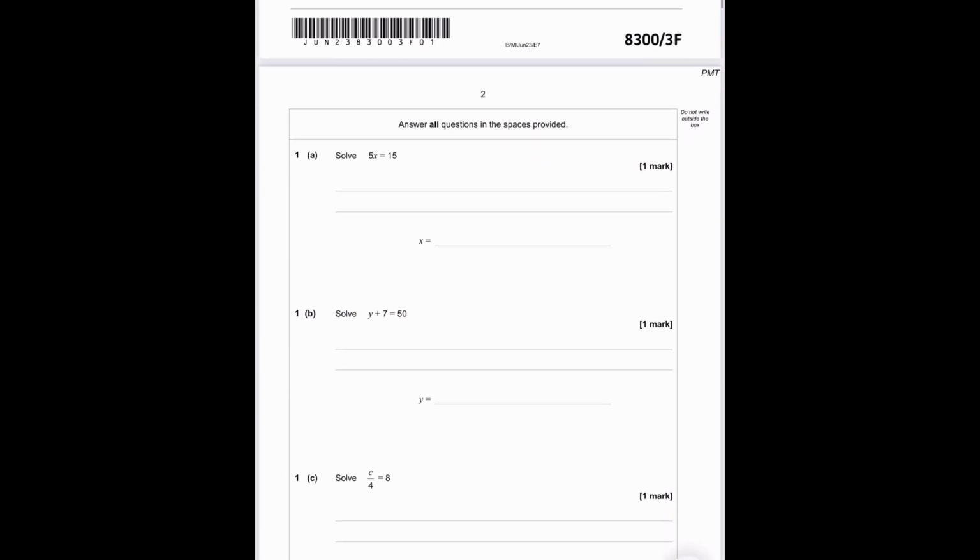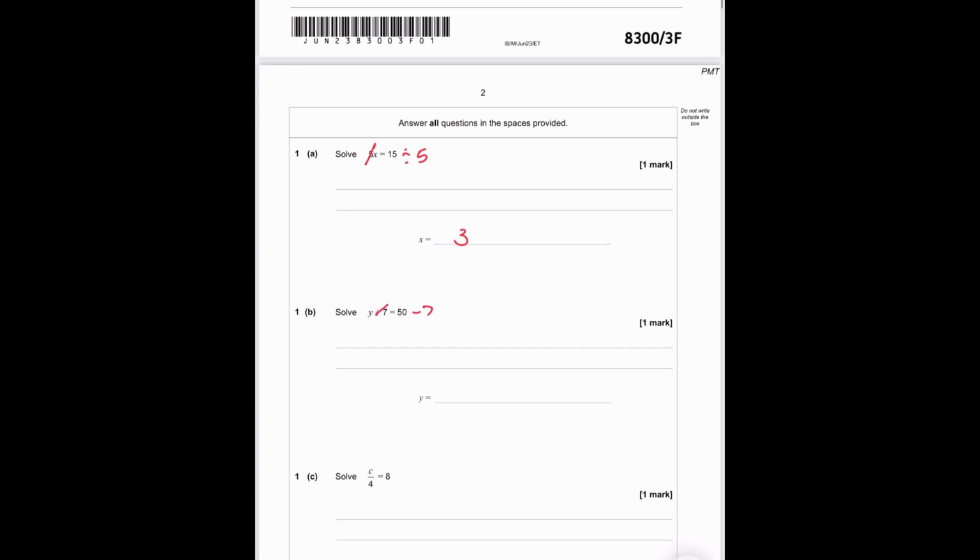Solve 5x is 15. So if we divide this side by 5, divide this side by 5, that gives x equals 3. Y plus 7 is 50. Take away 7 from this side, take away 7 from this side, so y equals 43. C divided by 4 is 8, so we times this side by 4, times this side by 4, and that gives us C is 32.